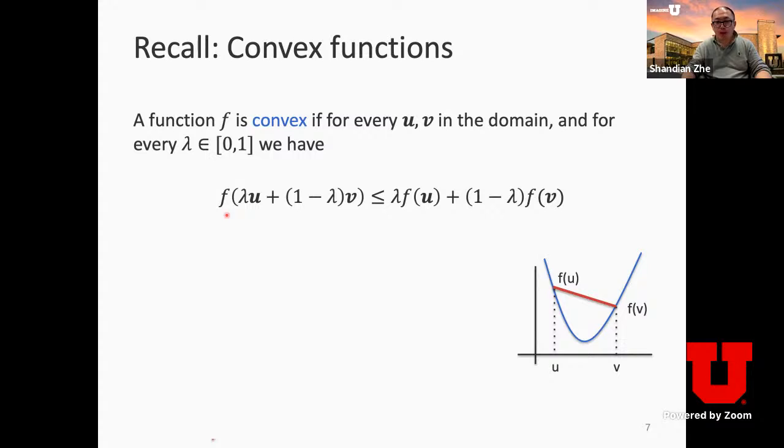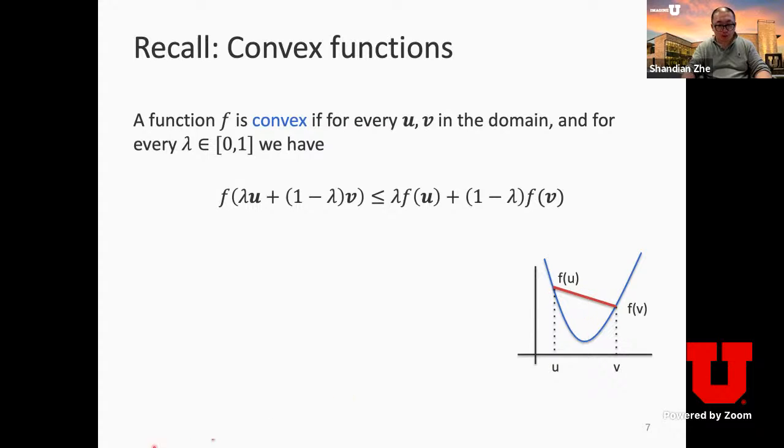And to visualize it, this is a typical convex function, the blue curve. If you take two arbitrary inputs u and v here, the corresponding function values are here, f of u and f of v. If you take an arbitrary lambda, say here, the function value of this convex combination of u and v will be here, but the convex combination of the corresponding function values at u and v will be here.